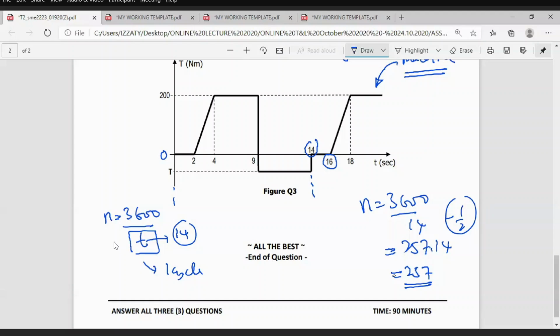Okay, number 2 is how to get T. Again, I'm going to use this as my working space. I'm going to clean up this one, I'm going to clean up everything.